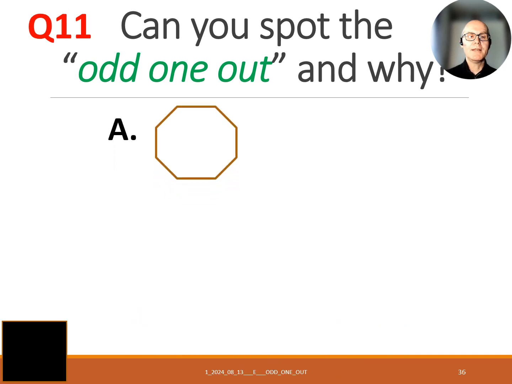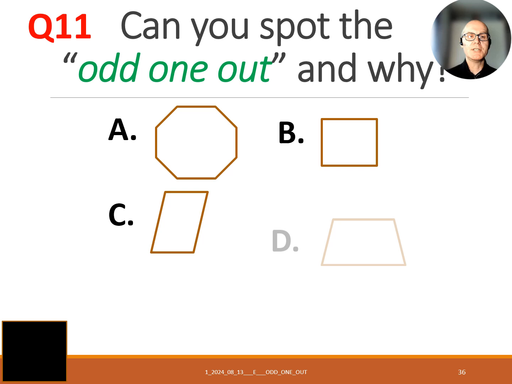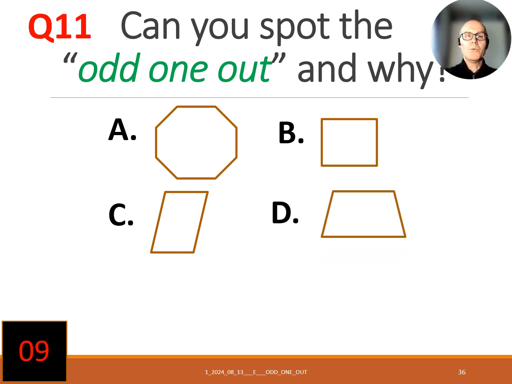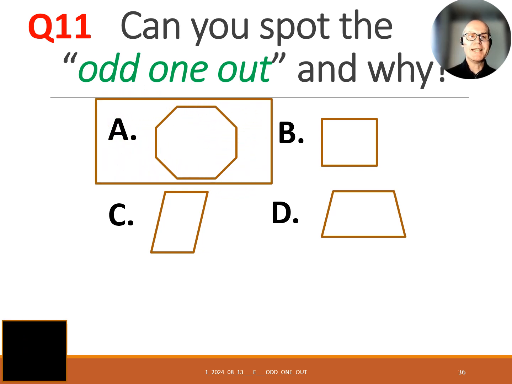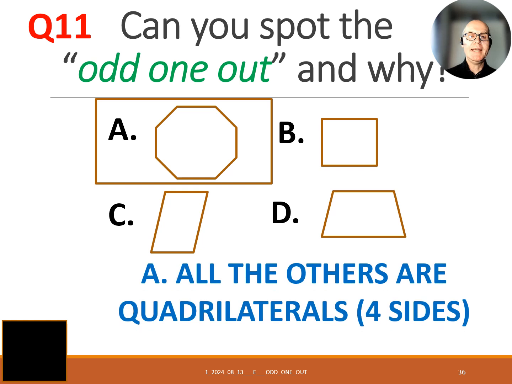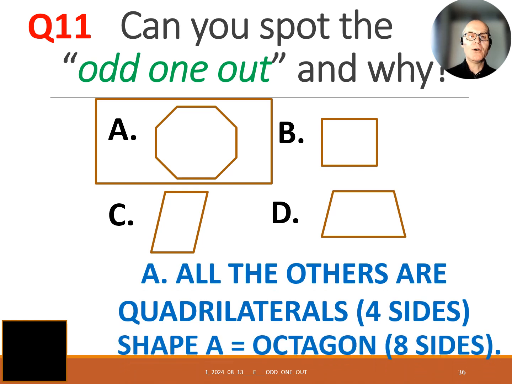Question 11. This shape, this shape, this shape, this shape. What was the odd one out from these 4 two-dimensional objects and why? The answer was A, because A is an octagon, an 8-sided shape. The others, B, C and D, are 4-sided shapes, also known as quadrilaterals.